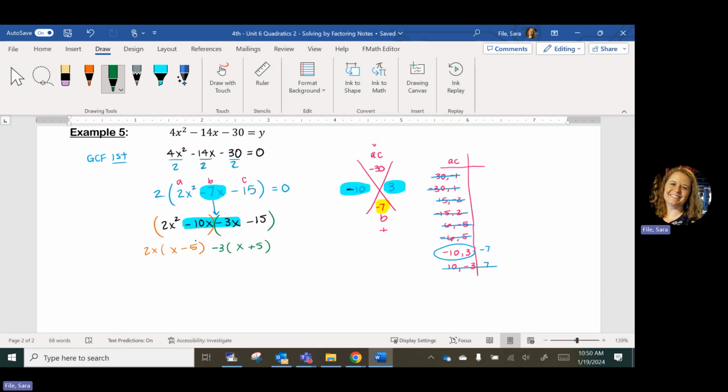Let me look back through. It's possible if this happens, sometimes that means this is not factorable. So it either means this is not factorable or we made a mistake. So I'm going to go back and check. 10 and 3. What do you mean?